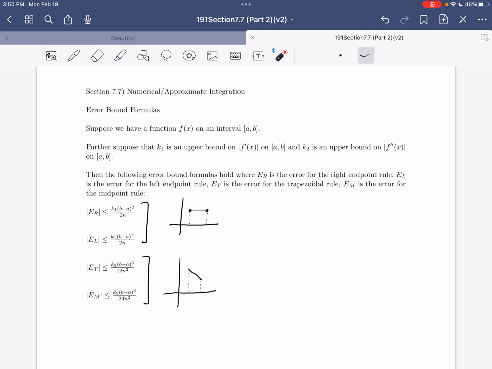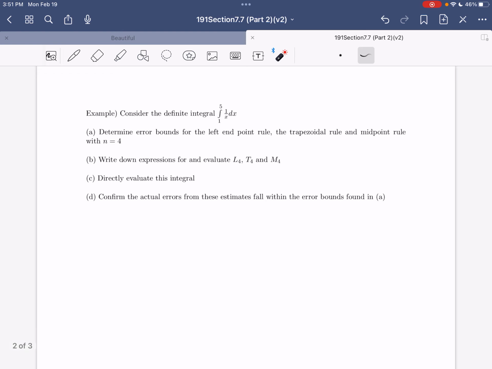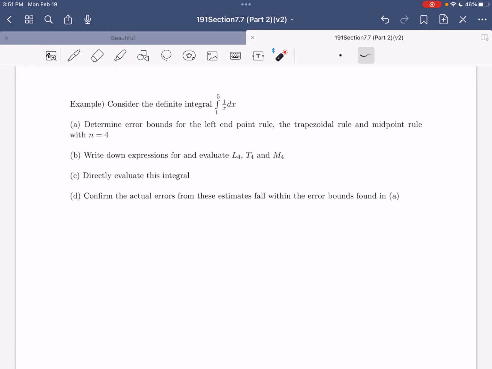Let's take a look at our first example, which will hopefully give you a better sense of what these error-bound formulas are saying and how they relate to the approximations that you learned about in the previous video. For our first example, we're going to consider the definite integral from 1 to 5 of 1 over x dx. Now, if you'll pardon the pun, this is definitely an integral that we know how to do through our knowledge of antiderivatives and the fundamental theorem of calculus.